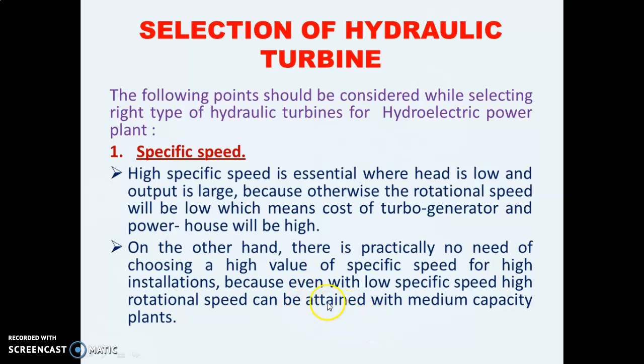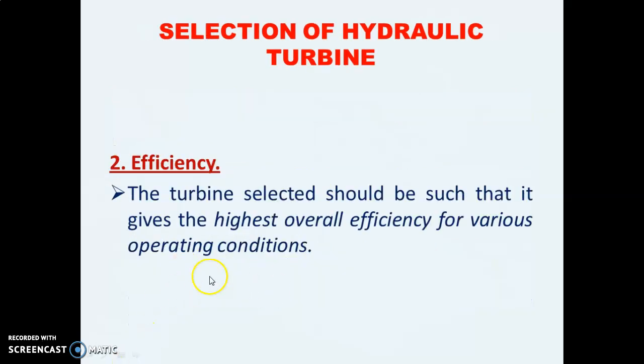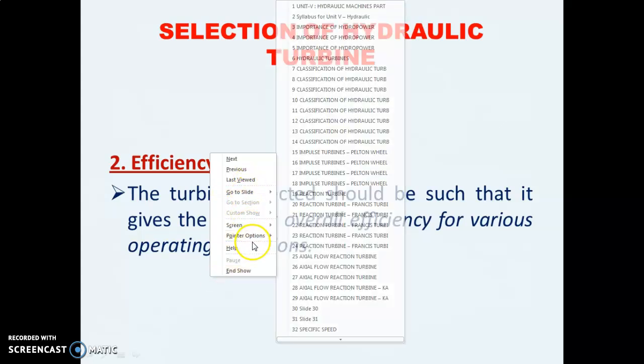So for low heads, for example, if you have to use Kaplan turbines, it should be of high specific speed. If the head is low, we will use a Kaplan turbine because it has high specific speed, and if the head is high, then we do not need high specific speed, we can use a Pelton wheel turbine. Next is the efficiency.